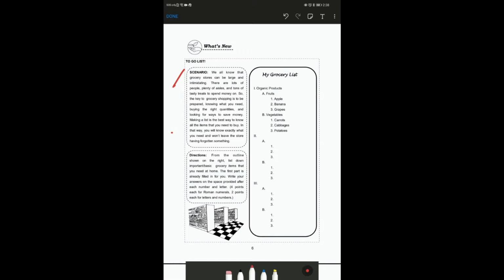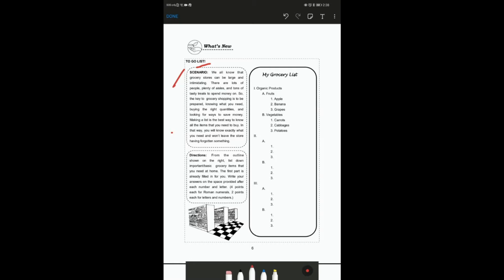So in here, what the writer is trying to tell us is that it is important that we have a list of what we need, what we have to buy in a grocery store before going there, so that we maximize our grocery trip.